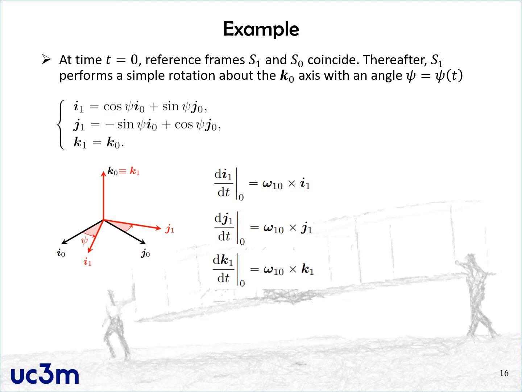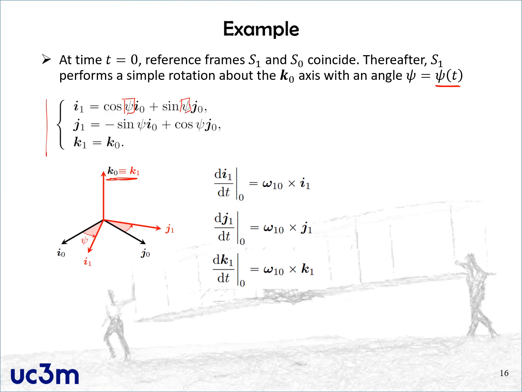Okay, so let us consider one example. Let us focus on a simple rotation, such as the one that you see here. We are rotating about the third axis. These are the expressions of the change of basis. But let us consider that now the angle changes in time. Okay, so the expressions have to consider that this is a function of time.